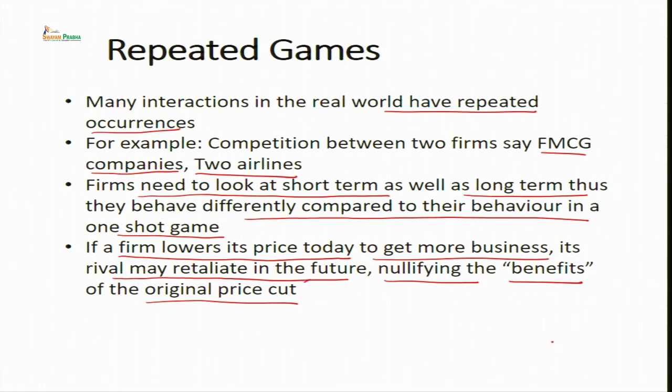So the idea is that while cutting the price in the first period itself, the first firm has to think about these things. That is why I am saying that they need to think about the long term, or about the future. Okay. So this is the difference between repeated games and one shot games.